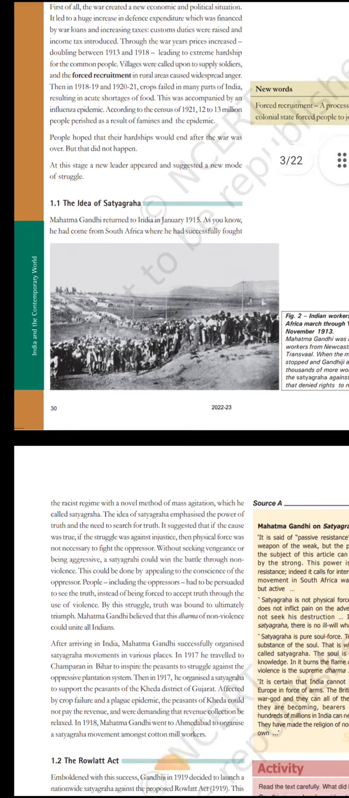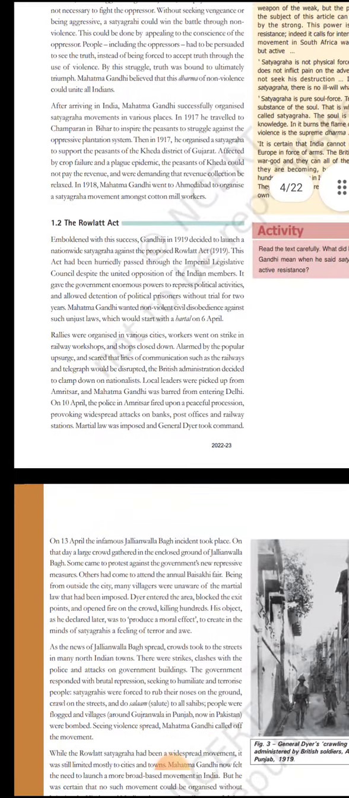Now the Rowlatt Act. What is the Rowlatt Act? Here we see the Rowlatt Act. The Rowlatt Act was passed by the Imperial Legislative Council despite the united opposition of the Indian members, and it gave enormous power to repress political parties, okay, and allowed detention of political prisoners without trial for 2 years.